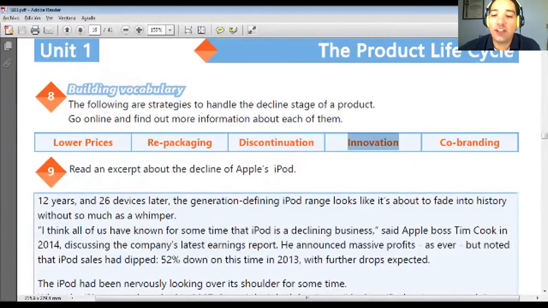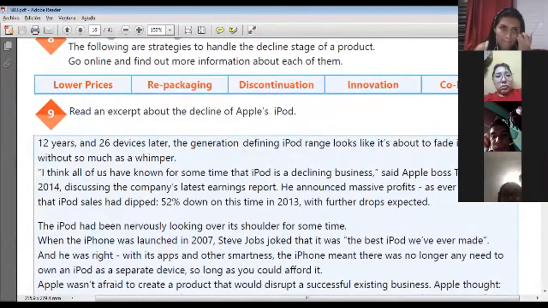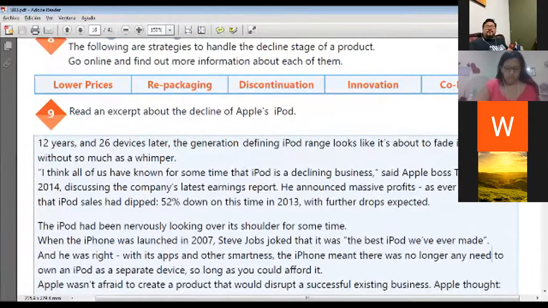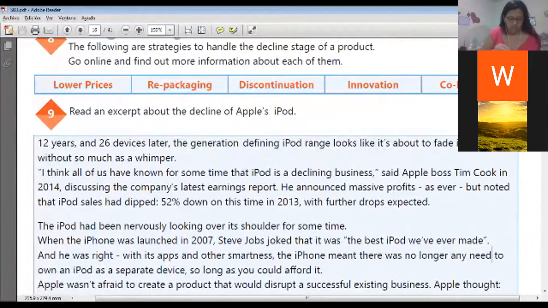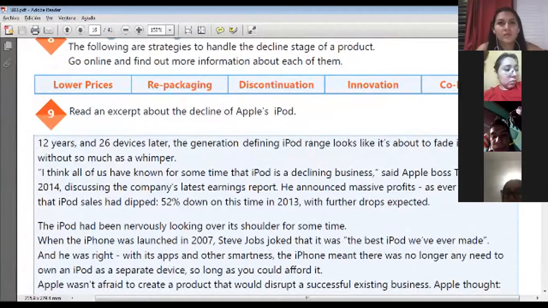Co-branding. Oh, no. Innovation. Wait, I want to hear someone else. I want to hear Carla, Patricia, Zaida, Maria Gomez, Ricardo. Where is this girl? I'm missing a girl here. Zaida, where's Zaida? I cannot see her. Oh, Zaida, okay. Tell me, what is innovation, girls, boys?